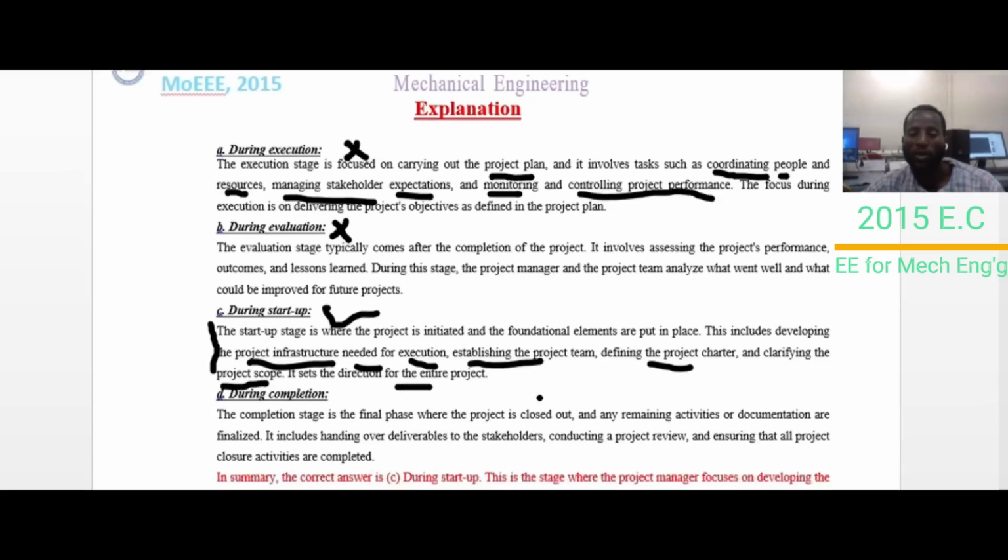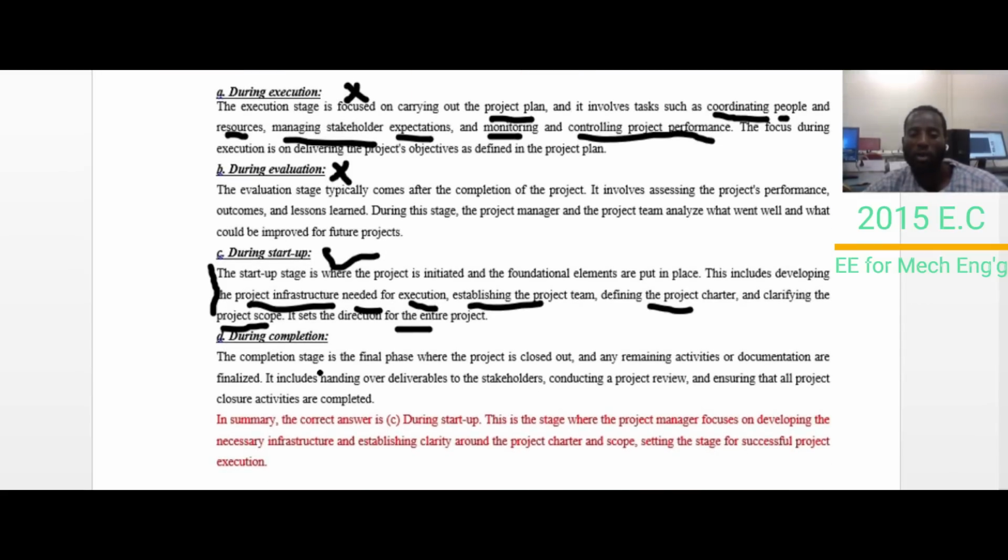The other is during completion. The completion stage is the final phase where the project is closed out and any remaining activities or documentation are finalized. So this includes handing over deliverables to the stakeholders, conducting a project review, and ensuring that all the project closure activities are completed. So in summary, the correct answer for this is C. C is the correct answer.